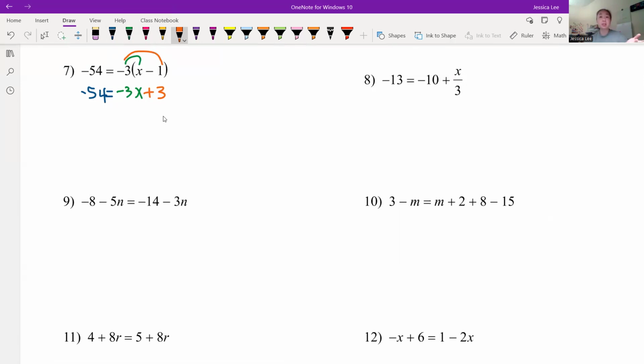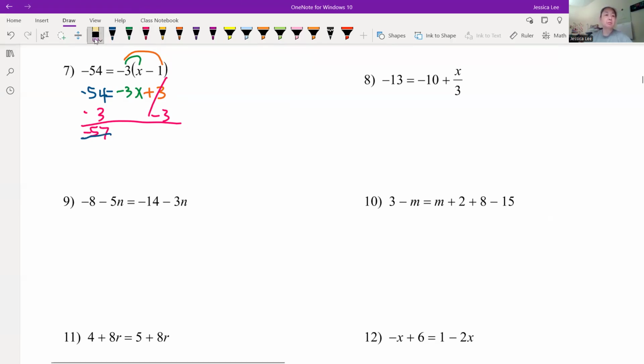All right, now it's just a 2-step equation. We know how to do these. We've done these before. So again, we're going to get rid of our add and subtract first. So we're going to subtract 3 on both sides. And we get -54 minus 3, which is going to be -57.